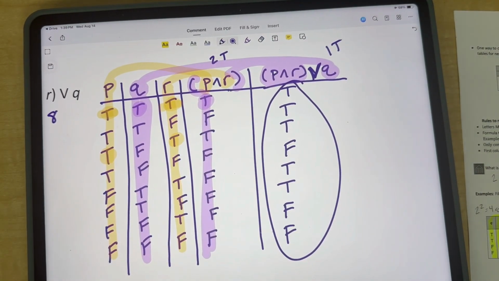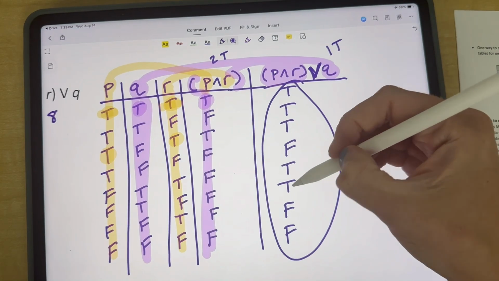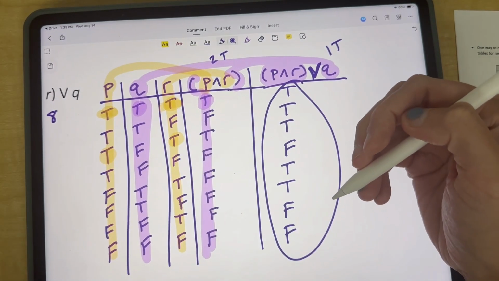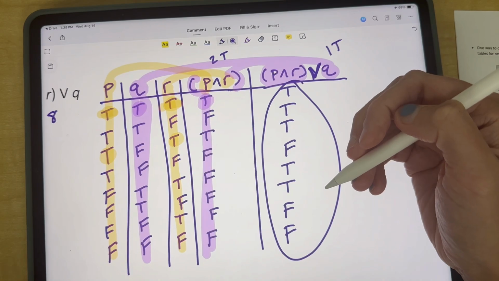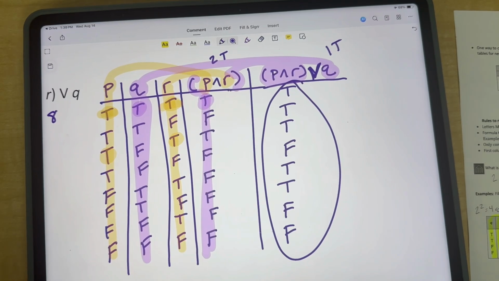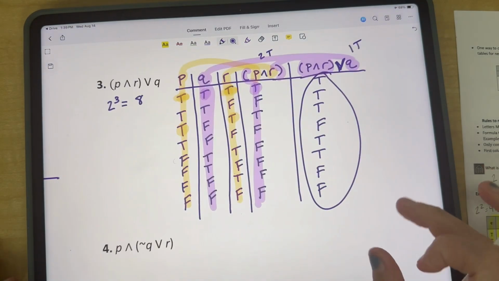How many options are true? 1, 2, 3, 4, 5. Okay, and 3 times it would be a false. All right. Whew. Okay. Hopefully this is making a little more sense. So this is a long lesson, I know. All right, last one.